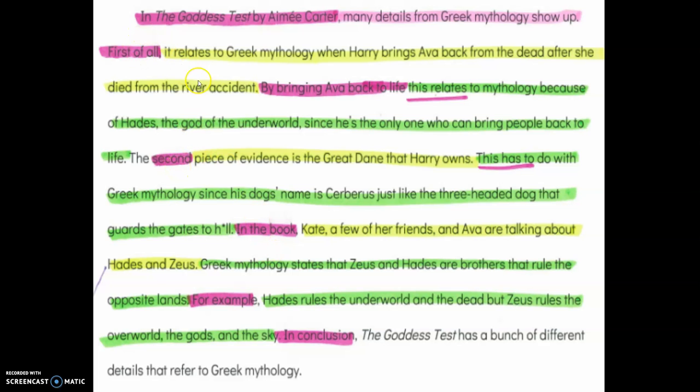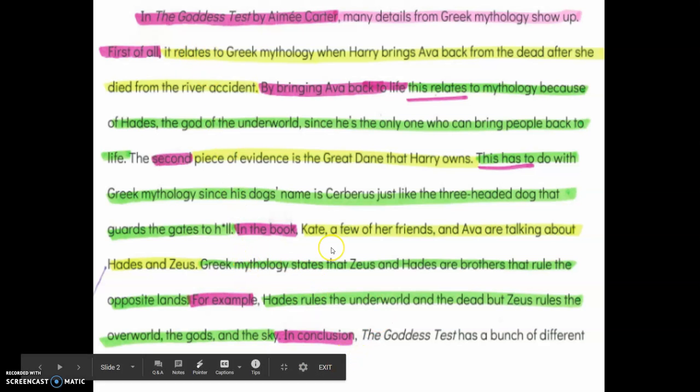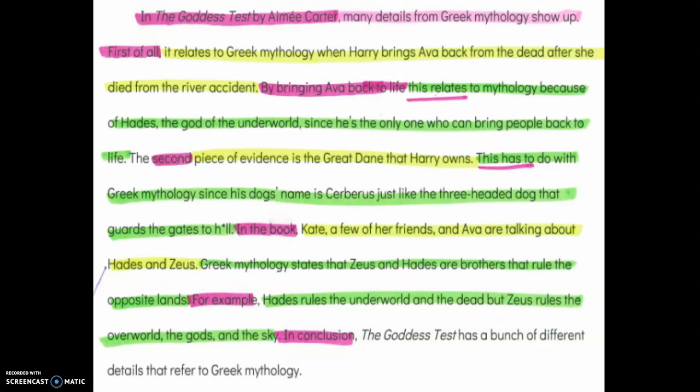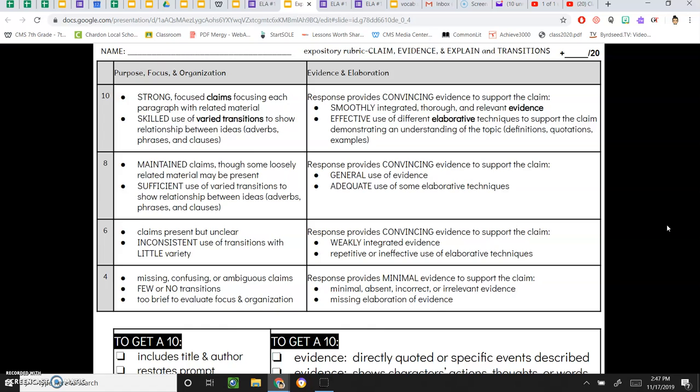Now this one had in The Goddess Test, in the book, and in conclusion. So we would probably want to look at that and think about where I could try a different transition at one of these places so I'm not starting with all the same word. But otherwise, it was a very good idea.